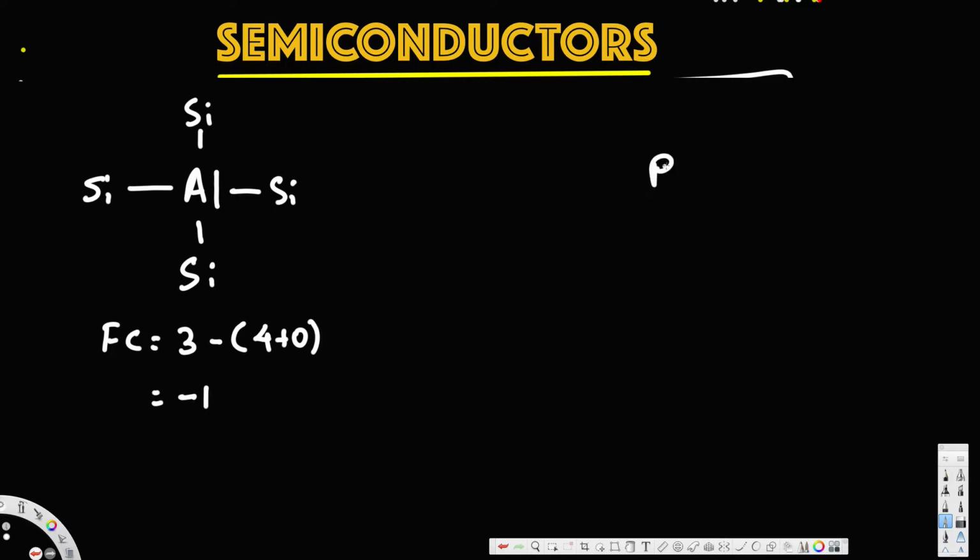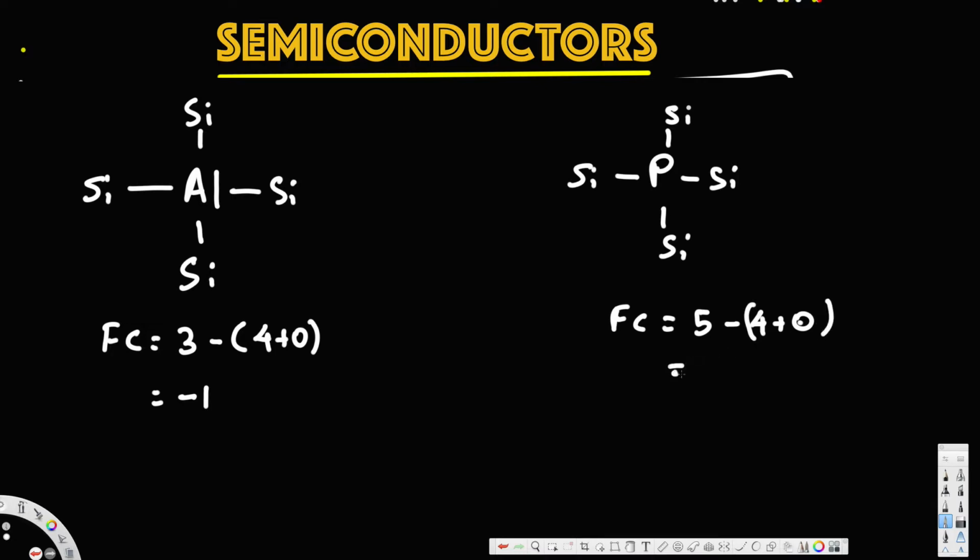Now let's look at phosphorus. After it loses the 1 electron, it's going to have a structure like this: Si, Si, Si. For the formal charge, we had 5 valence electrons for phosphorus, and here we have 4 bonds and 0 dots. So this is going to be a positive charge, positive 1. So this is going to be a positive charge. And that's all about this one.